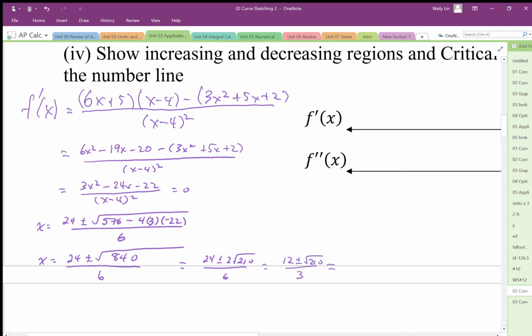And the decimal values for those, working those out, I get 12 plus square root 210 divided by 3 gives me 8.83. So 8.83. And then the other coordinate, I get negative 0.83.